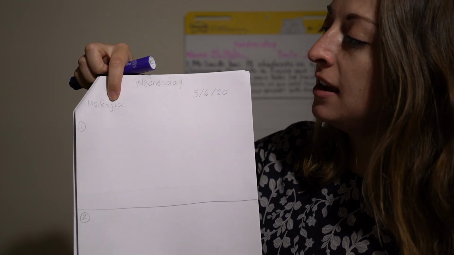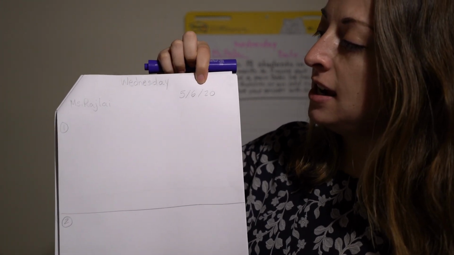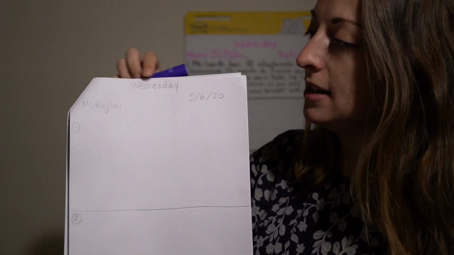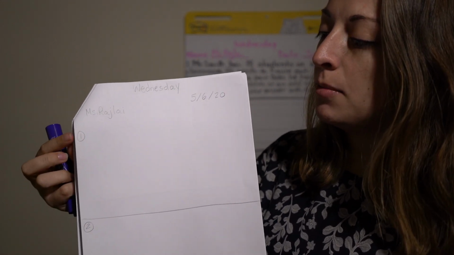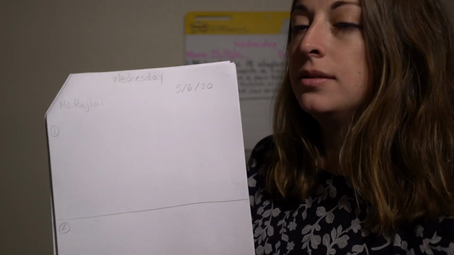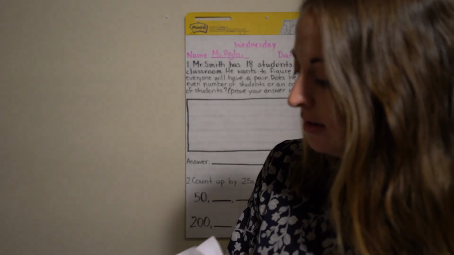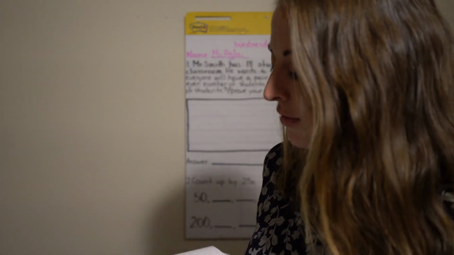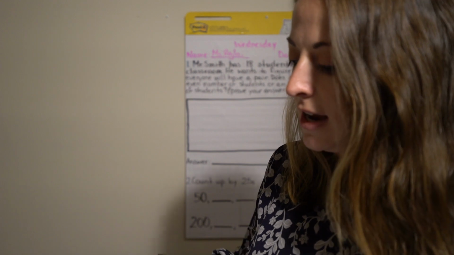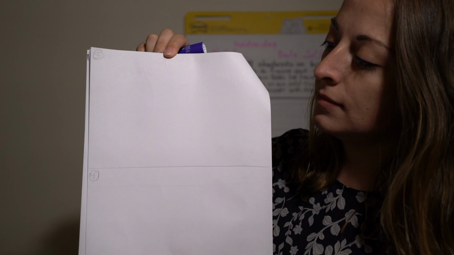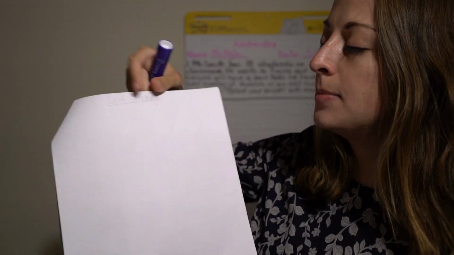At the top, you're writing Wednesday, your name, and the date, which is 5/6/20. You're writing number one and number two with a line in the middle. On the back, you're writing 3 and 4 with a line in the middle. And then on the last page, you're going to write exit ticket at the top.